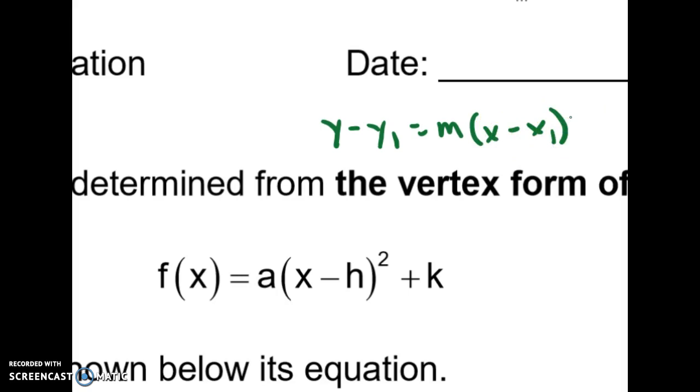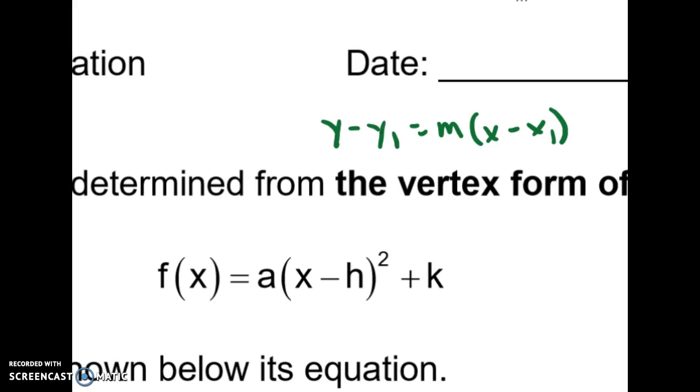And in that form, we're looking at what's called a point-slope form of the equation. So we're going to take our y-coordinate, whatever it is, and we're going to take y and subtract off whatever our y-coordinate is. We're going to use our slope and then multiply that by x minus whatever our x-coordinate is.